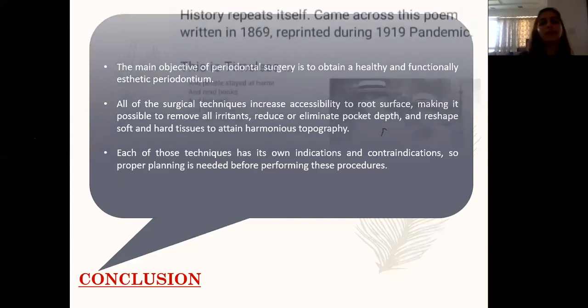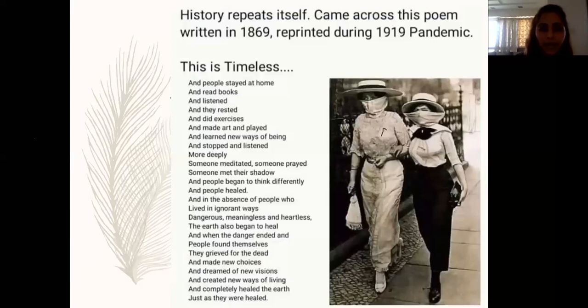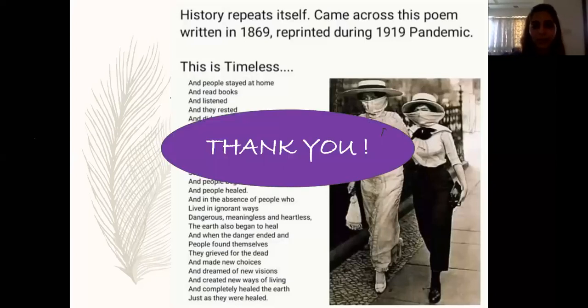With this, I would like to end my presentation, and I have this beautiful poem that was written in 1869, and how relevant it is to today's time. It is timeless. People stayed at home, read books, listened, rested, and lived in ignorant ways, and later realized they found themselves, grieved for the dead, dreamed new visions, and completely healed the earth. I end my presentation hoping and praying that all of us come out of this pandemic as fast as we can, and get back to our practices and normal.